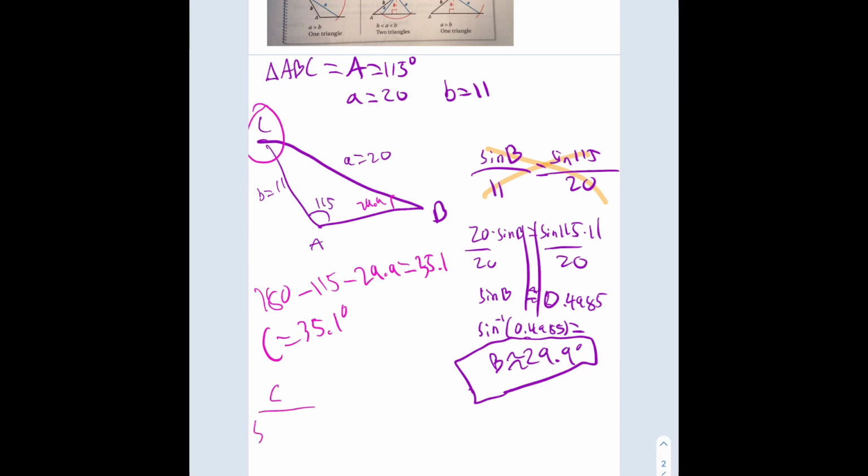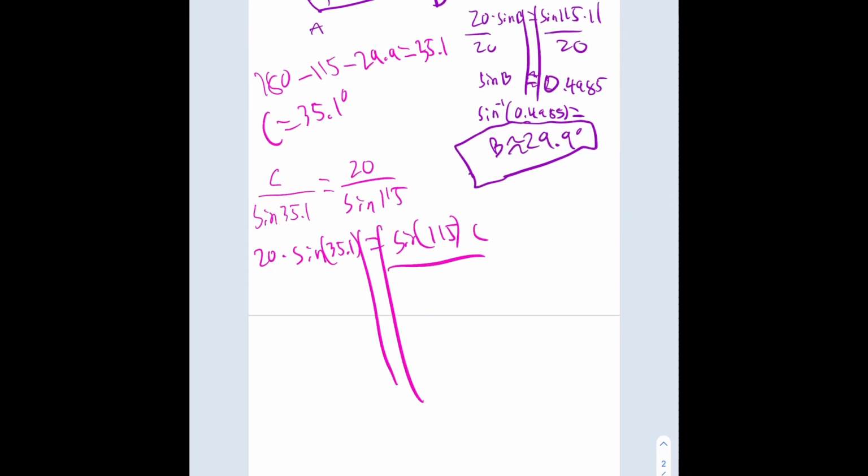So side C, again, I'm just going to use my law of sines. C over sine 35.1 equals, I'm going to keep using sine of A and side 20 because I know that it's given. It's usually easier, if you have whole numbers, to use what's given to you. So when you cross multiply, you get 20 sine 35.1 equals sine 115 times C. So to get that by itself, I'm going to divide by sine 115.